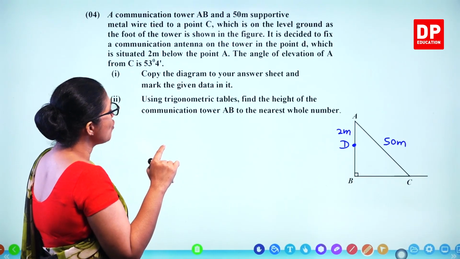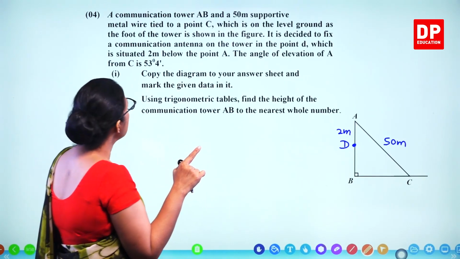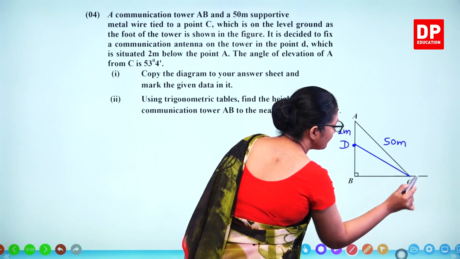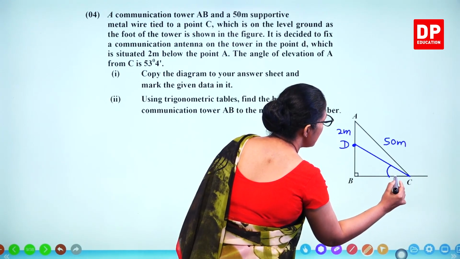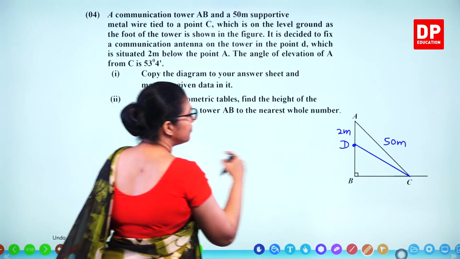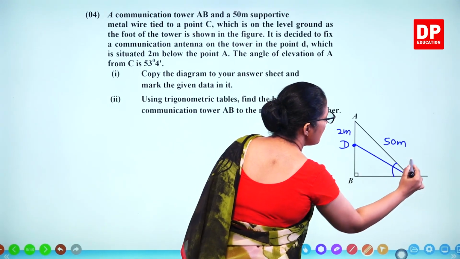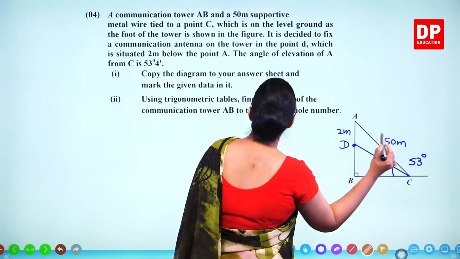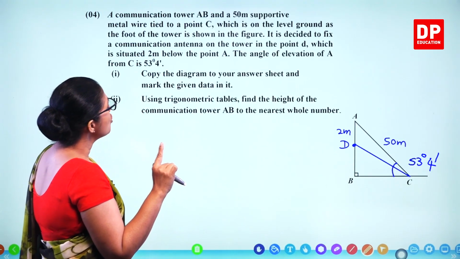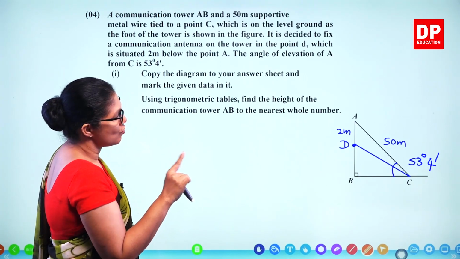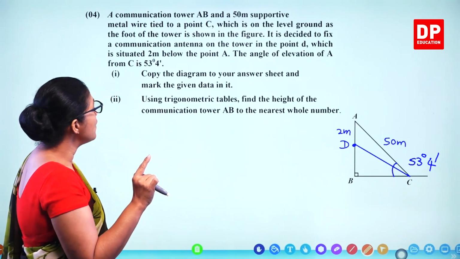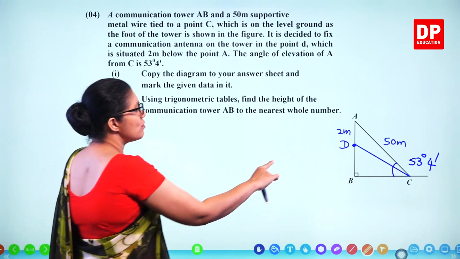The angle of elevation of A from C is 53 degrees and 4 minutes. This angle is given, the angle of elevation of A, not that. This angle is given, 53 degrees and 4 minutes. Copy the diagram to your answer sheet and mark the given data in it. So that's the information given. Using the trigonometric tables, find the height of the communication tower AB to the nearest whole number.